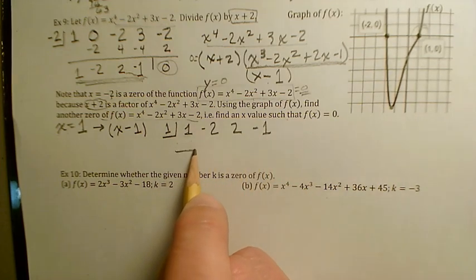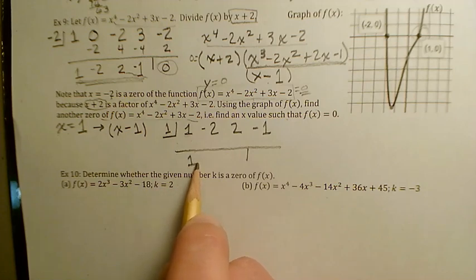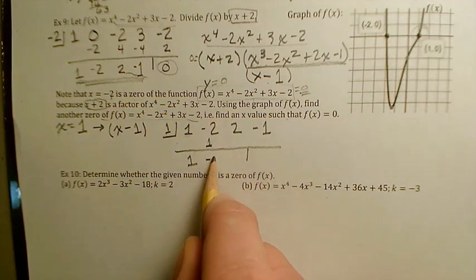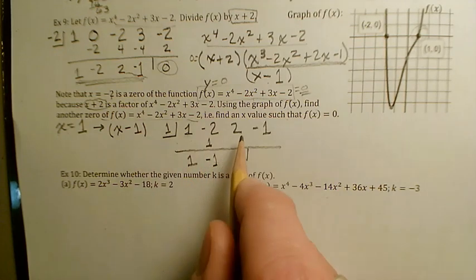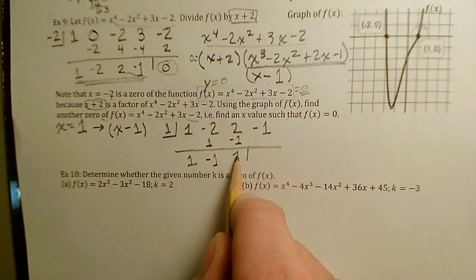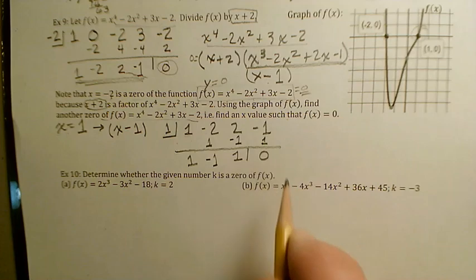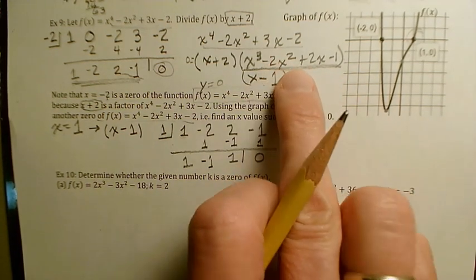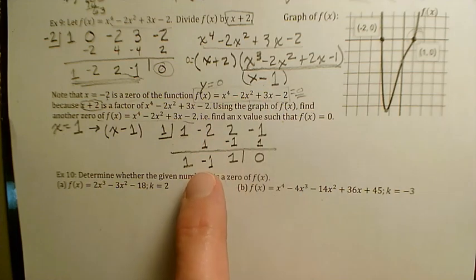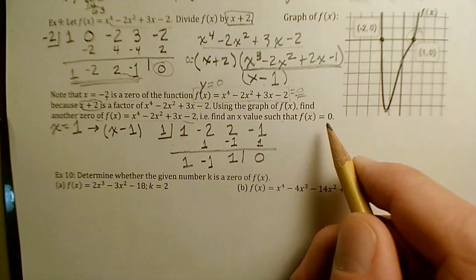And again, leave a space for numbers, draw a vertical line between them. So we bring down the 1, multiply, that's 1. We add, that's -1. We multiply, that's -1. We add, that's a 1, we multiply, that's a 1, and the remainder is 0. So now we've taken this part and we've broken it down into the binomial and the depressed polynomial as a result.